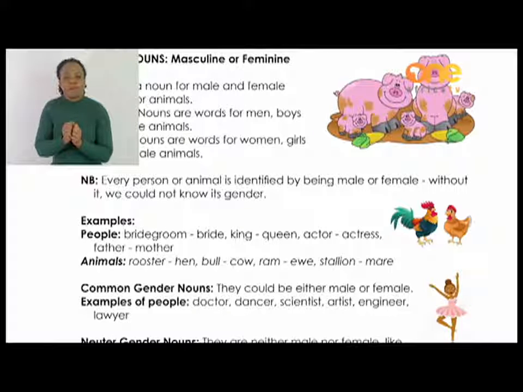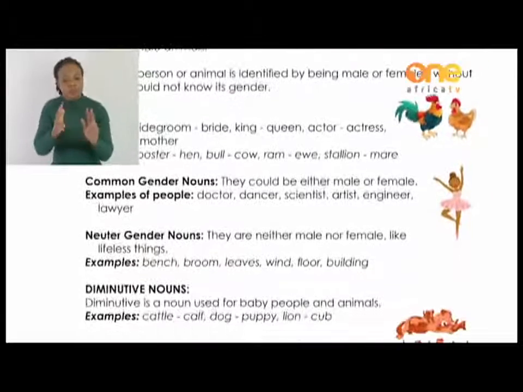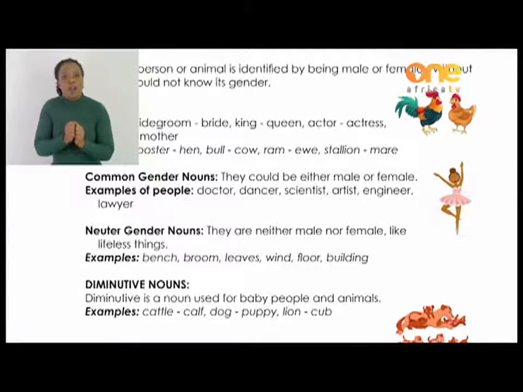You must note this, remember this. Every person or animal is identified by being male or female. Without it, we could not know its gender. I would like to give you examples of what we are talking about.